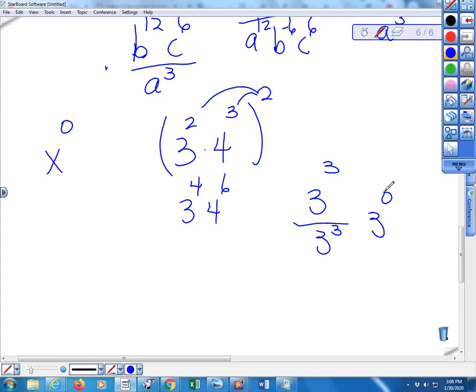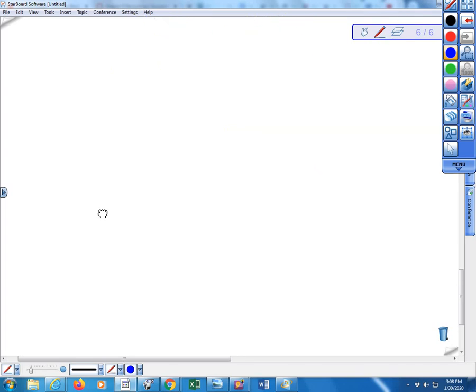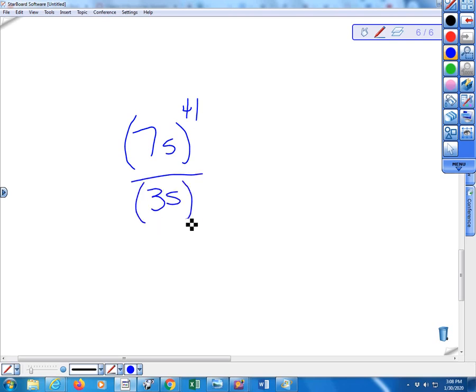Any questions? Okay. Could you just do a problem where it doesn't have to be like that? Like mine, for example, is 7s to the 41 over 3s to the 49. And mine doesn't have those parentheses around it. Yeah, it doesn't have those in some places.